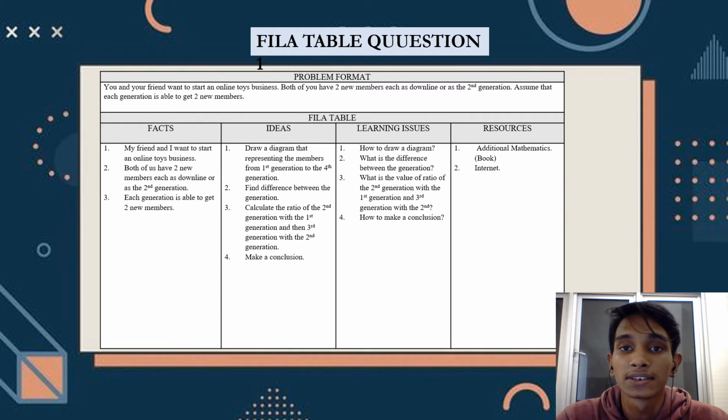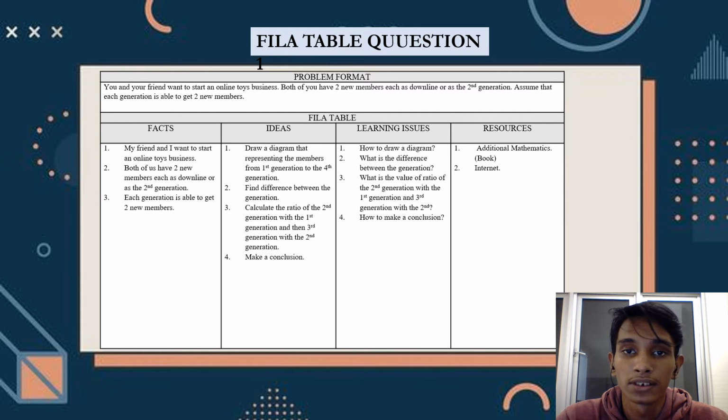For the first question, number 1, the problem format is: you and your friend want to start an online toy business. Both of you have 2 new members, each as downline or the second generation. Assume that each generation is able to get 2 new members. Facts: my friend and I want to start an online toy business. Both of us have 2 new members, each as downline or the second generation. Each generation is able to get 2 new members.